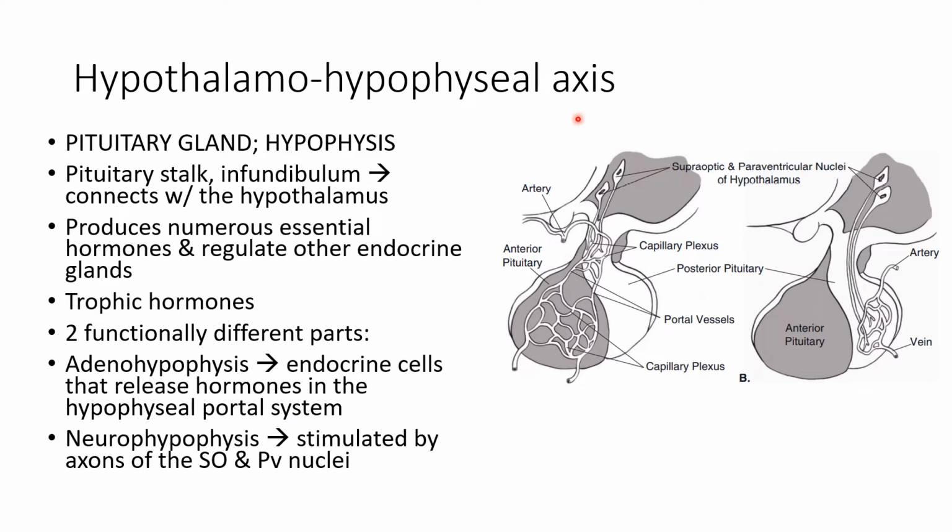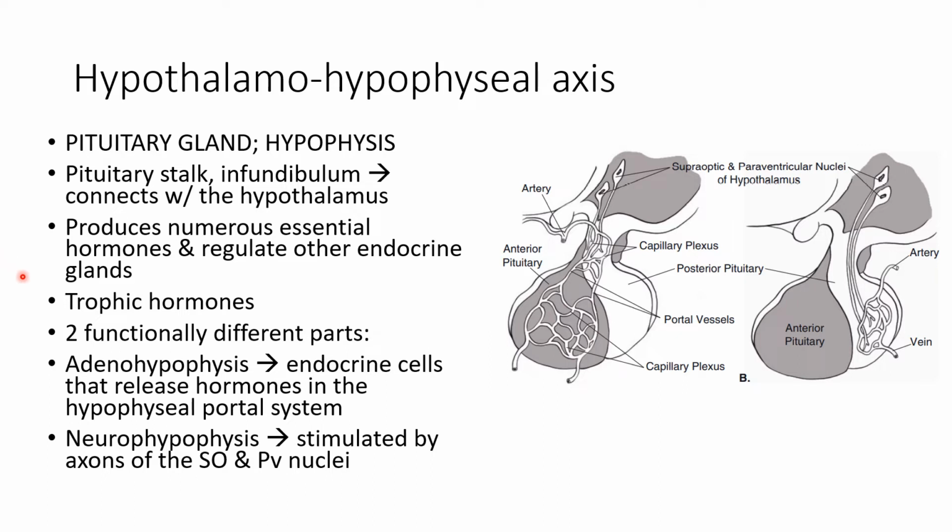Now, let's go to the second part of the hypothalamo-hypophyseal axis. Let's now talk about the hypophyseal part, or the hypophysis, which is just another term for your pituitary gland. It is found just below your hypothalamus. This is your hypothalamus and this is your pituitary gland. It is connected by the pituitary stalk or the infundibulum. It produces numerous hormones and regulates other endocrine glands.